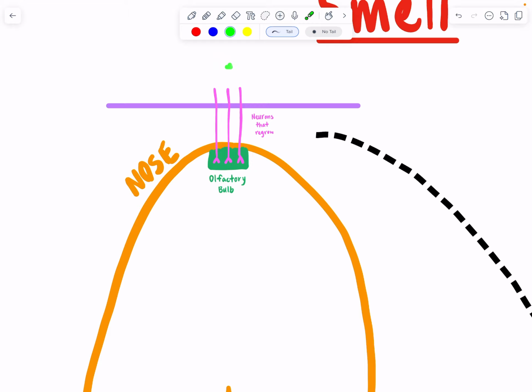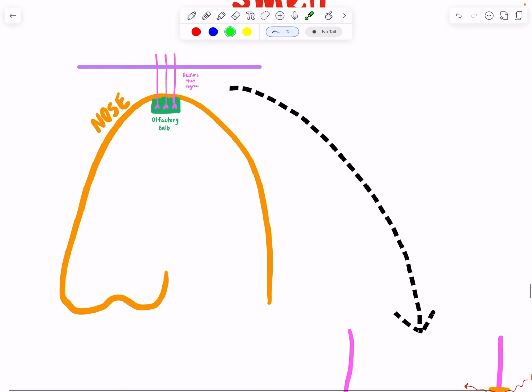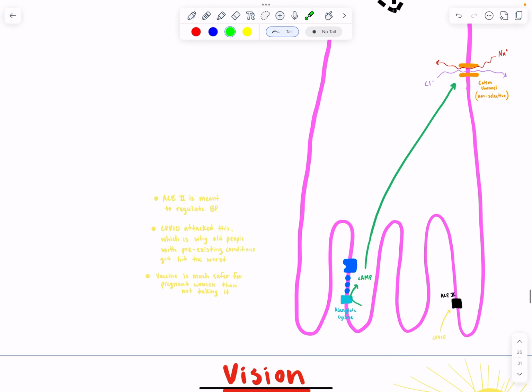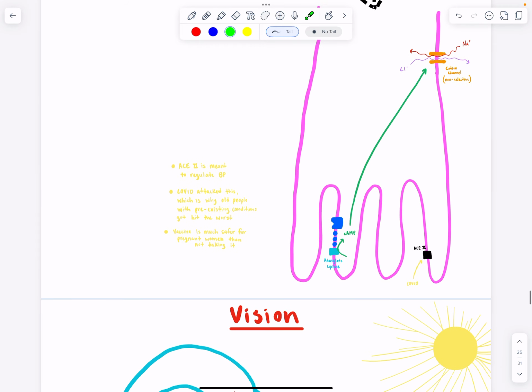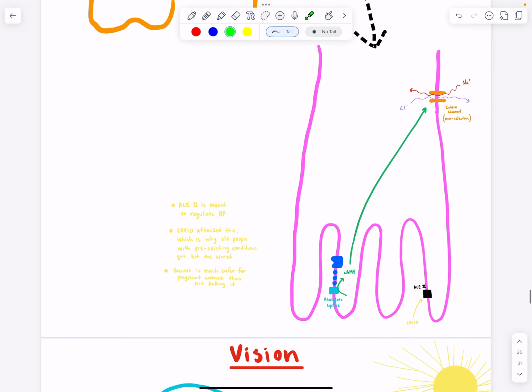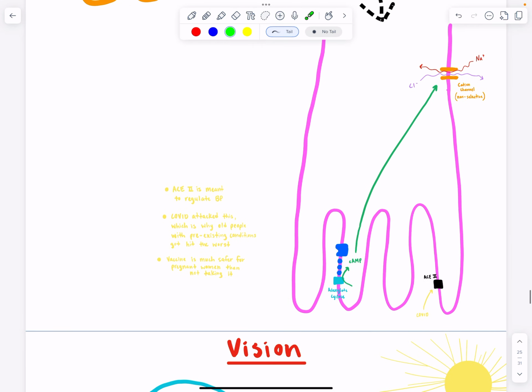olfactory bulb. So what happens is that we have the epithelium. Well, we'll just zoom in here, down here. So this is a neuron. And this neuron is embedded in the epithelium and goes all the way up through the bone, to the olfactory bulb, then goes to the brain.